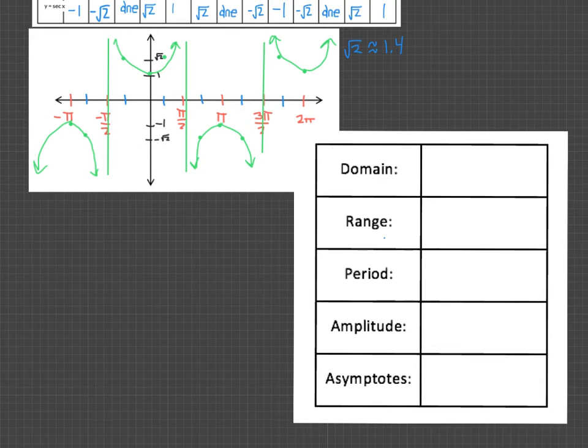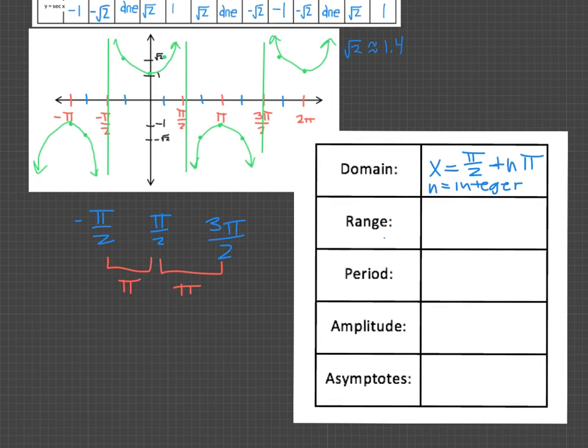Let's look at the characteristics of the secant function graph. The domain is not all real numbers. We are excluding from what we have graphed negative pi over 2, pi over 2, 3 pi over 2. So the values of x that are being excluded are pi over 2, and anytime we have a multiple of pi added to or subtracted from pi over 2. So n is an integer, positive or negative.